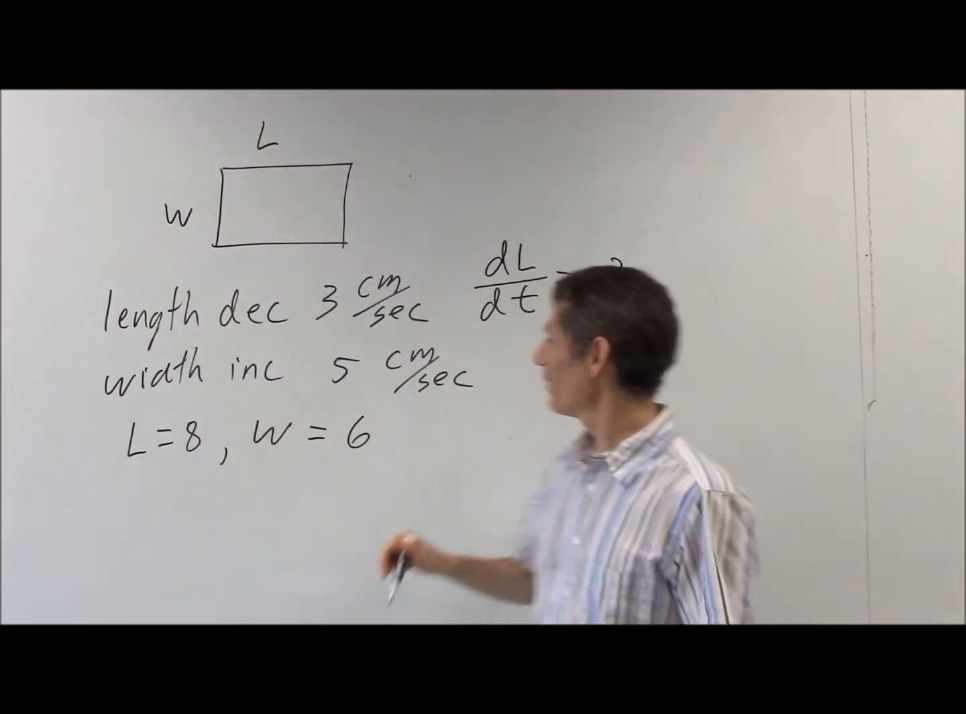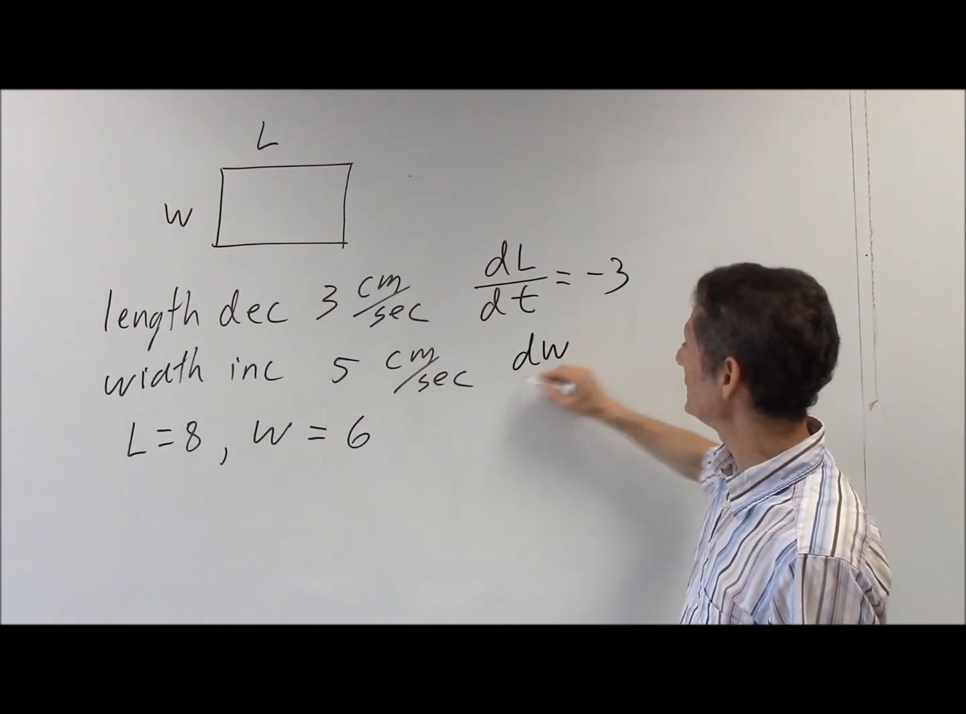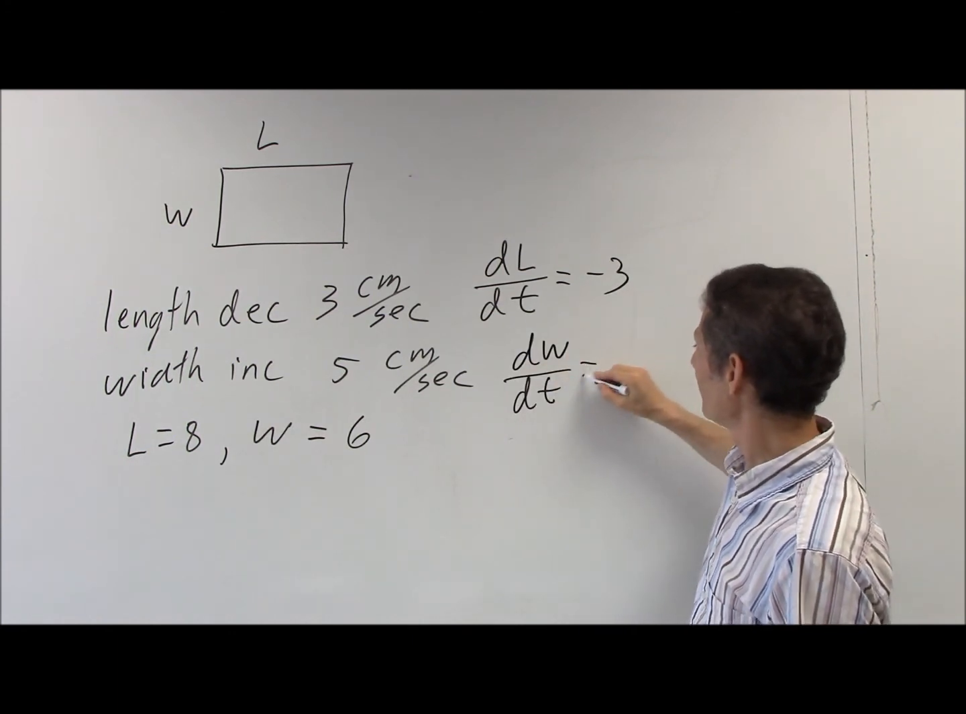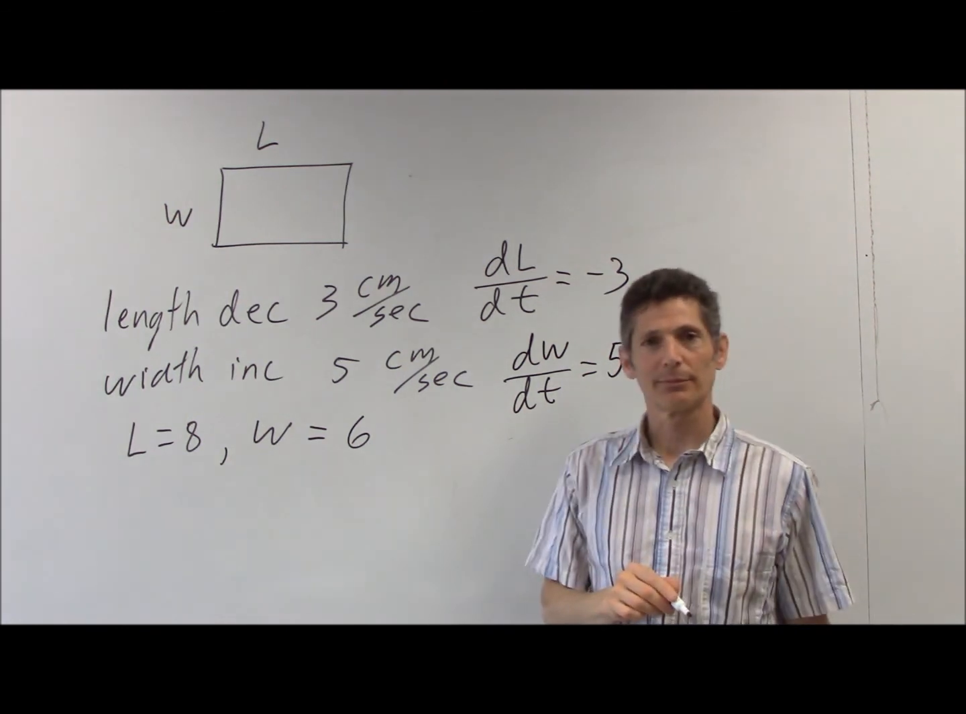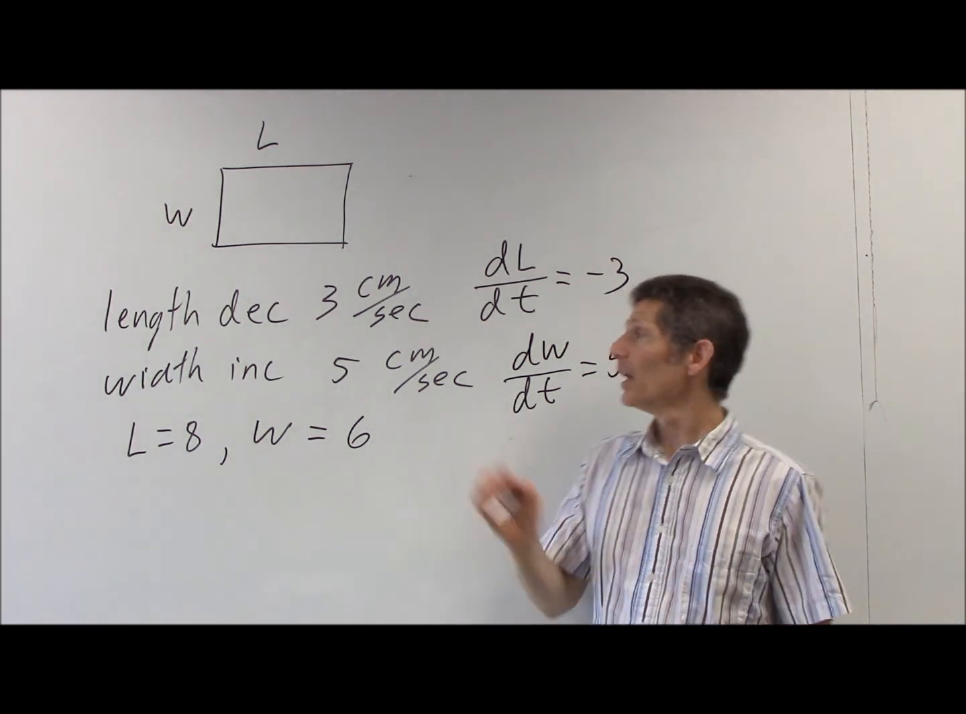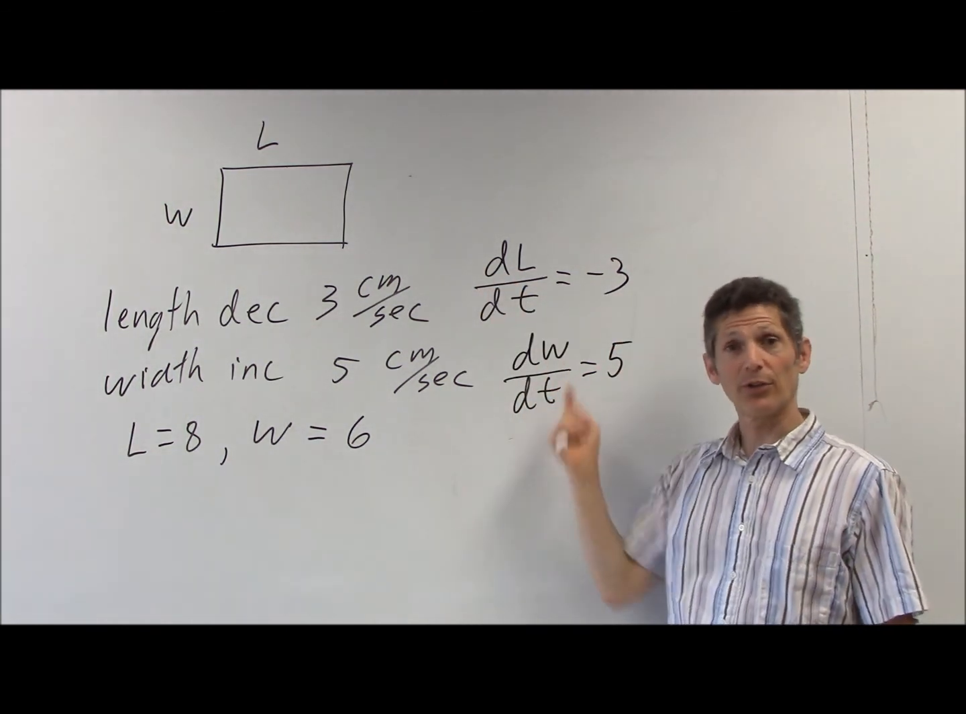The width is increasing by 5 centimeters a second. So I'll say dw dt equals 5. Positive 5, since it's increasing. So this is how they're changing over time.